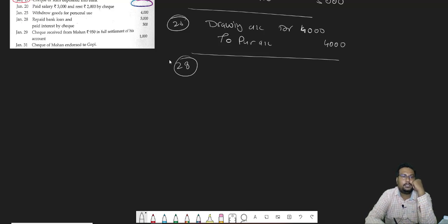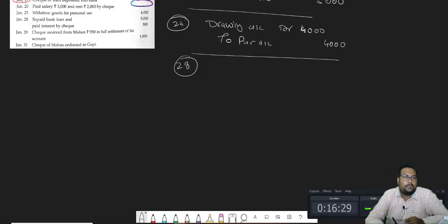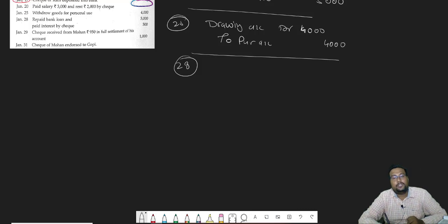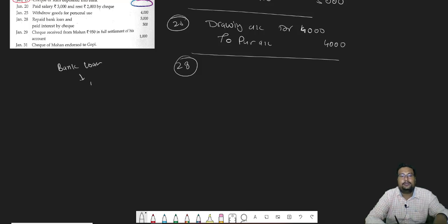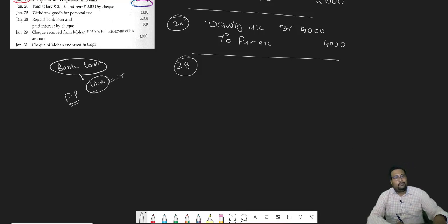January 28: repaid bank loan and paid interest by check. Okay beta, what transaction will you do? Just tell me what will be the entry for repayment of the bank loan. Dekho beta, bank loan was a liability. It is our future payment, and now we are making the payment of the bank loan, so we are closing this bank loan.